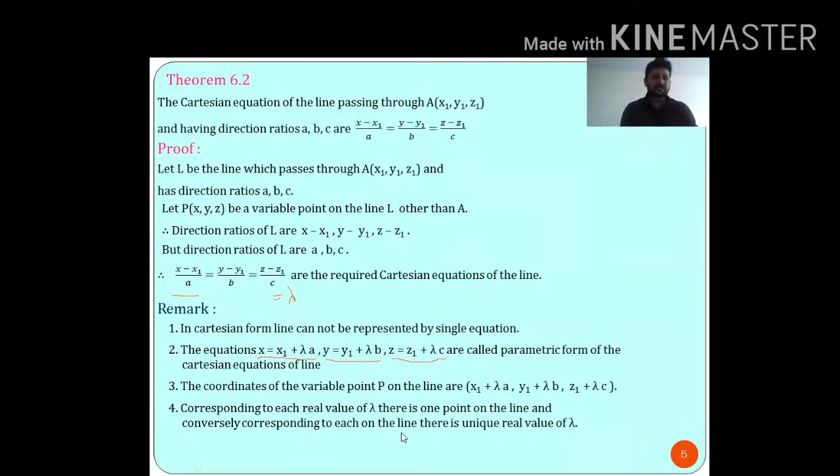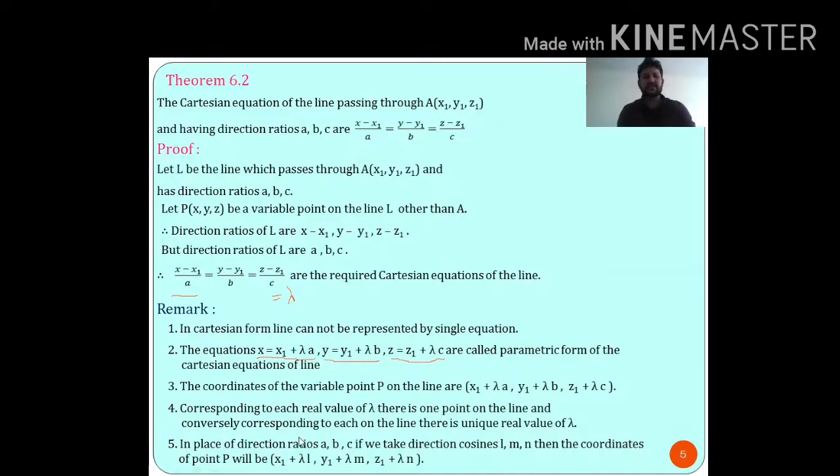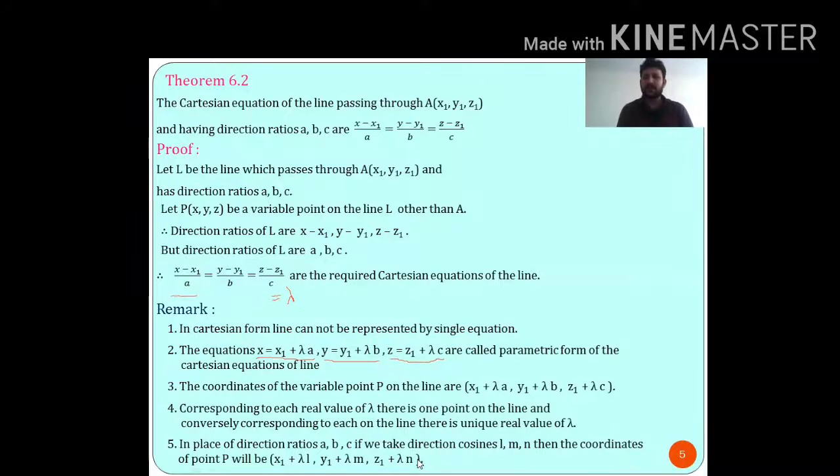And the last remark: in place of direction ratios a, b, c, if we take direction cosines l, m, n, then the coordinates of point P will have a, b, c replaced by l, m, n, that is, the direction cosines. So they change to x1 plus lambda times l, y1 plus lambda times m, z1 plus lambda times n. So this is the theoretical part related to the vector and Cartesian equations of a line.